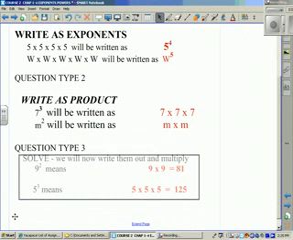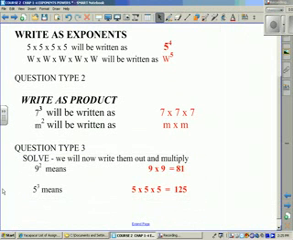So the third type of question we're going to see is simply solving it. We're going to see 9 to the 2nd power. Now we're going to write it out, 9 times 9, and we are going to multiply and come up with the answer of 81. We could see 5 to the 3rd power, and that would be 5 times 5 times 5 equals 125.